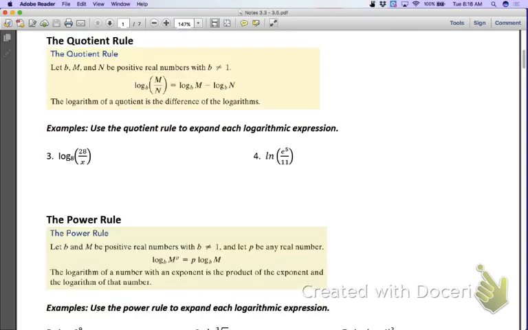The quotient rule works the same way. The only thing different is that if you're multiplying and we expand it, we add; whenever we divide, we're going to subtract. Whatever's on top goes first, whatever's on bottom goes second. So if I have log base 8 of 28 divided by x, I'm just going to have log base 8 of 28 minus log base 8 of x.